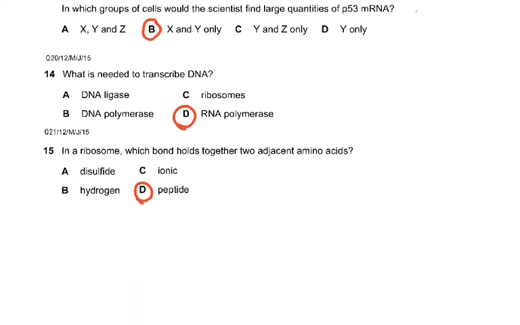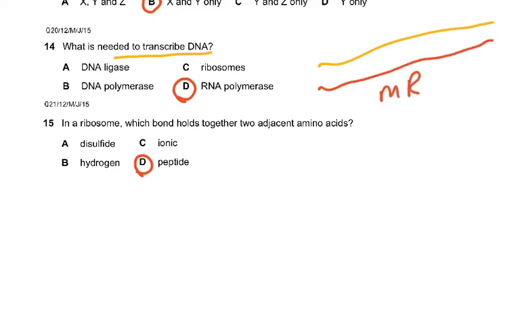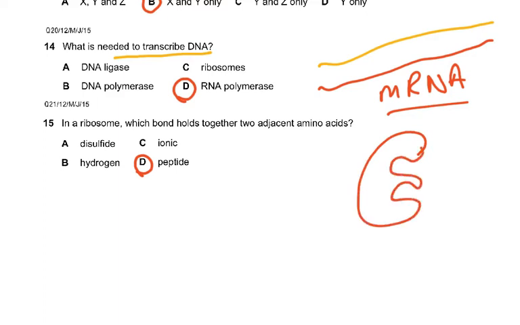Question 14. What is needed to transcribe DNA? From DNA, you have to make the mRNA. And to make the mRNA, you need the enzyme RNA polymerase. So if this is the DNA, in transcription, I always say that's the script of the protein molecule, DNA to mRNA. And for RNA, you need RNA polymerase.